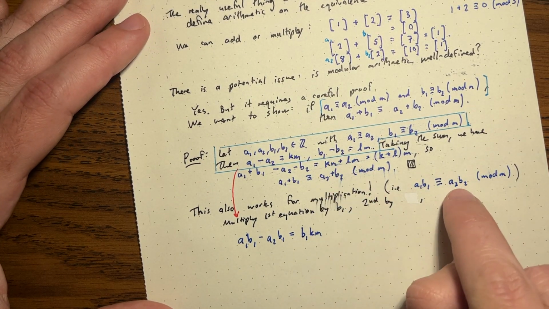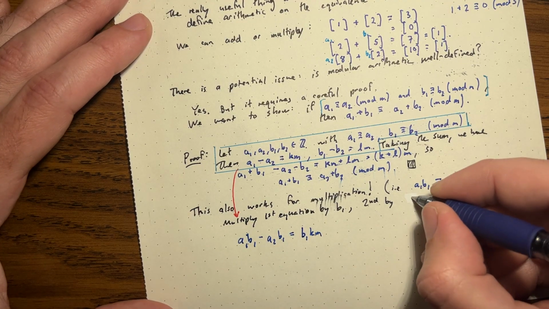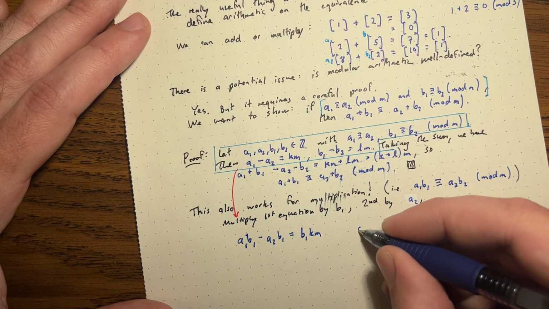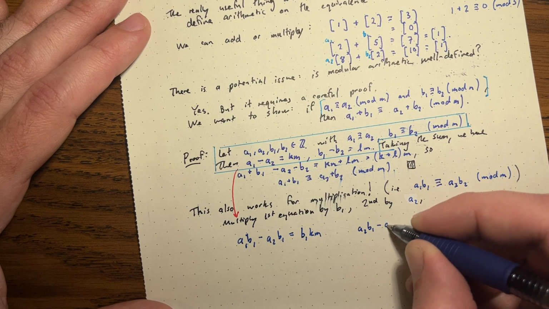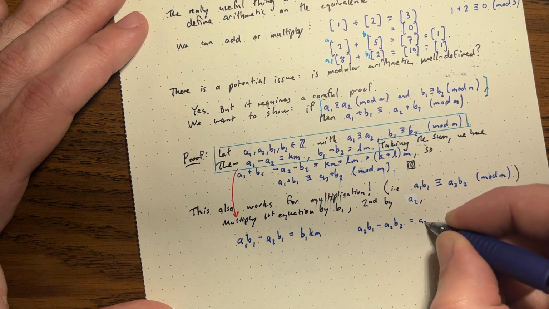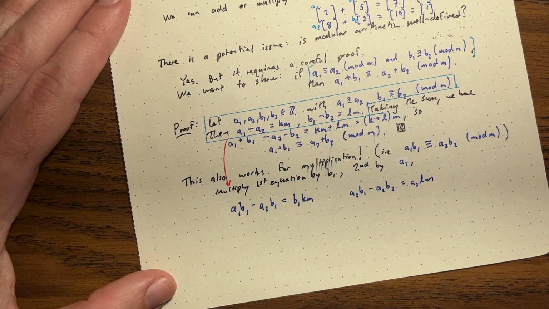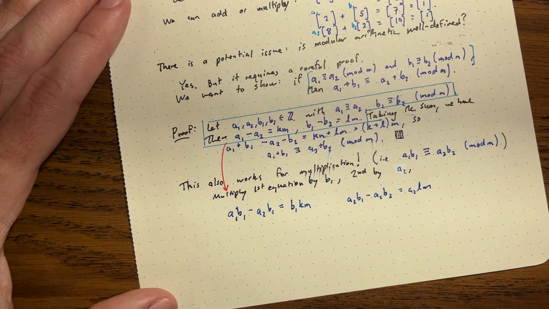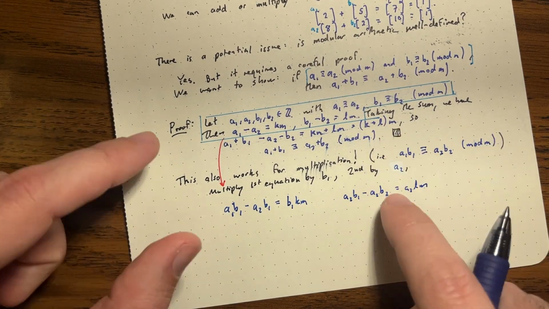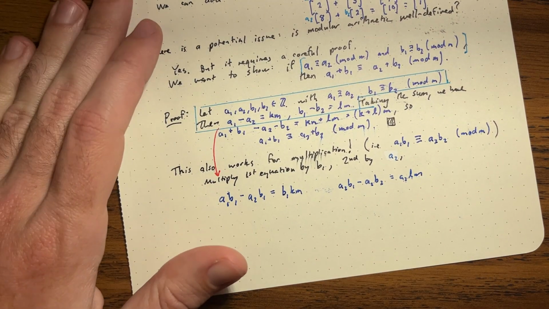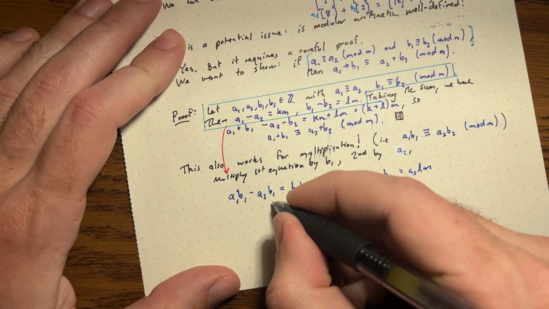So I want an a2 b2 to appear, so I think I meant a2. So let's take this one and multiply by a2, so a2 b1 minus a2 b2 equals a2 lm. I'll do the same trick. I'll add them. So we multiply them both by a well-chosen element, and then we add them.